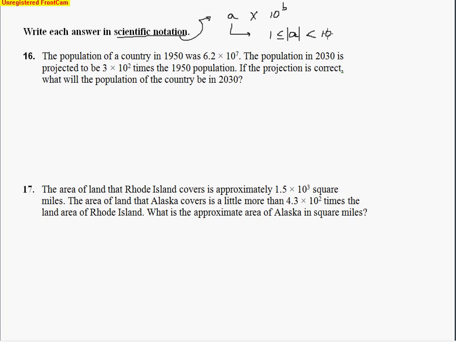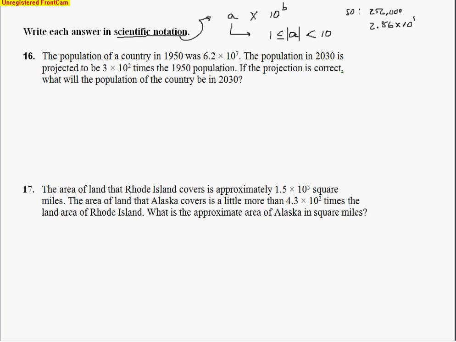It cannot equal 10. That means you can't have two digits. The decimal point has to be after the first digit that you see. So that's the criteria. So let's just take a look at an example here. If it was 256,000, the answer would end up being, in scientific notation, 2.56 times 10 to the 5th power, because the decimal moves over 5 spaces.